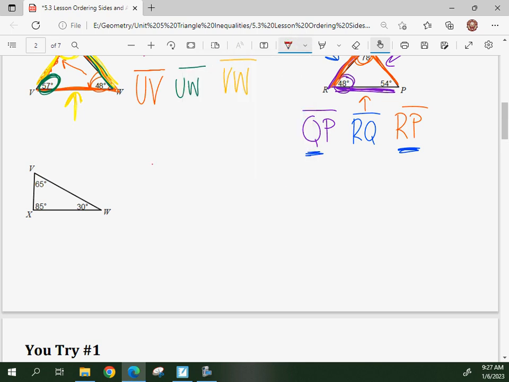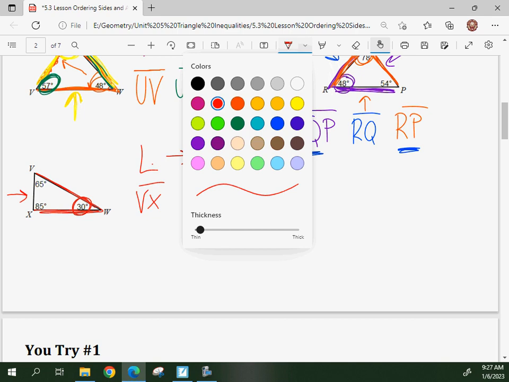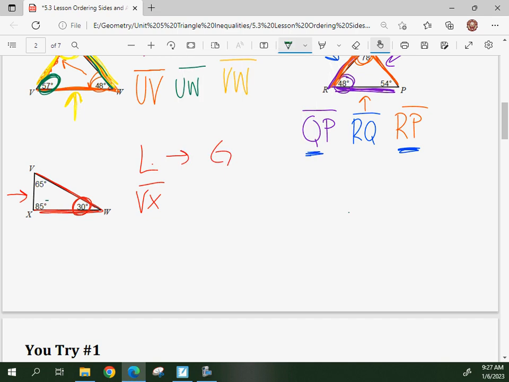We do one more. Again, I'm still going least to greatest. I might ask you to go greatest to least, so please, always read questions carefully. My smallest angle is that 30-degree angle made by these two sides, and therefore that's the side it's going to affect. That is side VX. That is my smallest side. My biggest angle is made by these two sides, which means it affects the size of that side, VW.